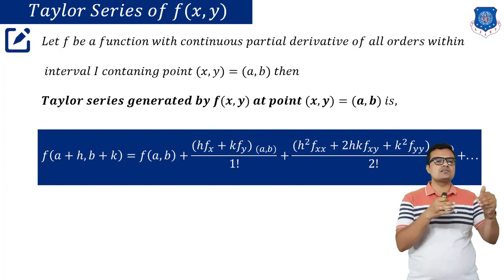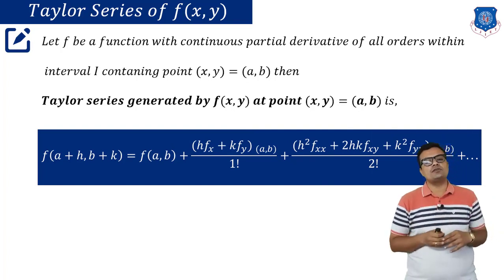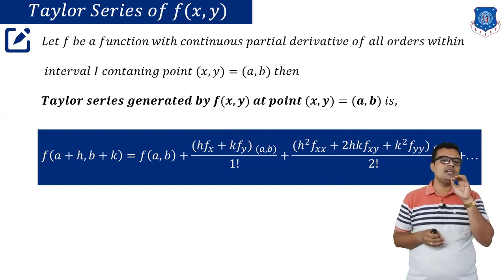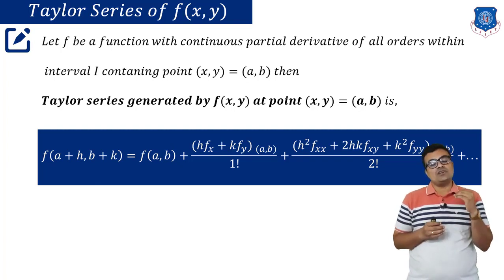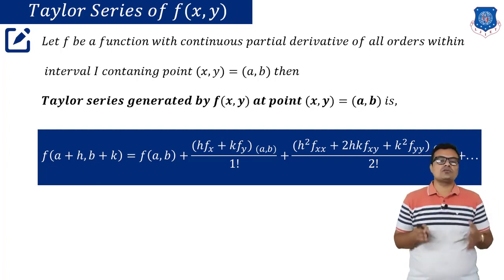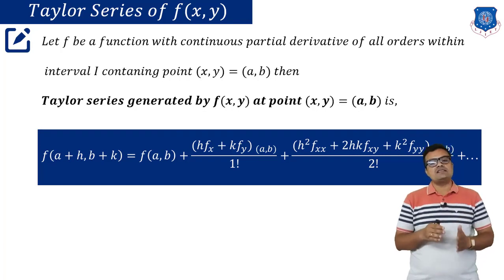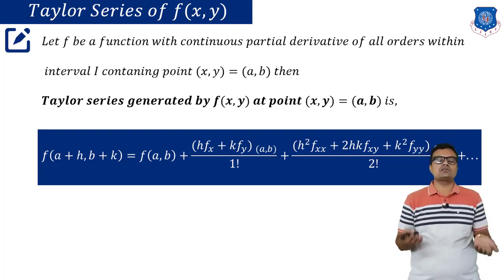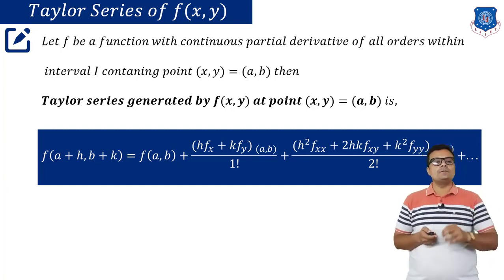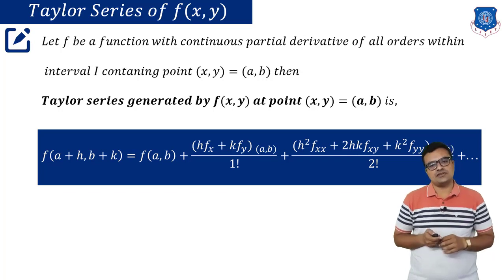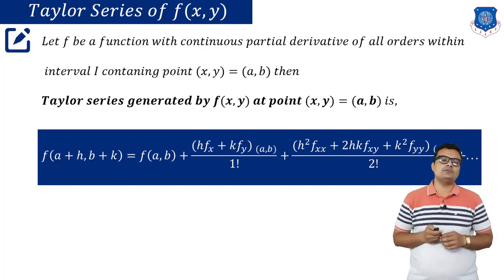We will not go into how it is actually derived, but if you look carefully, our first coefficient is f dash, and here it is represented by h f of x plus k f of y. That means we are taking all possible combinations of the partial derivatives of order 1. Similarly, in the second term I am taking all possible second order partial derivatives at point (a, b), and this gives you a Taylor series expansion of the function at point (a, b).